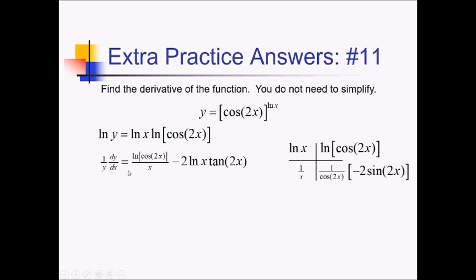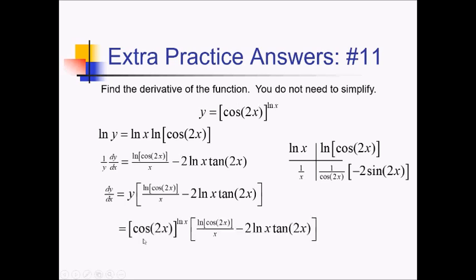At this point, I still need to isolate dy over dx. So to do that, I multiply both sides by y. So I'll just put y times all of the stuff on the right side in a parentheses. And the directions did not say I had to put things in terms of x. So based on the directions, I could leave it this way and actually be done. However, if I do want to express this in terms of x, then I would replace this y with the original function, cosine of 2x to the ln of x, like so. And then I would have everything in terms of x.